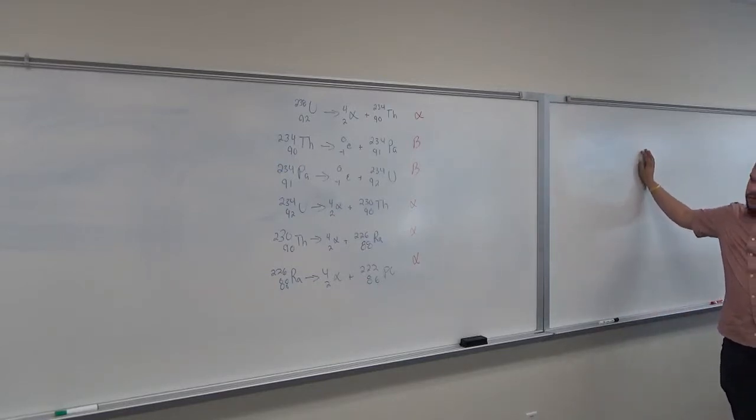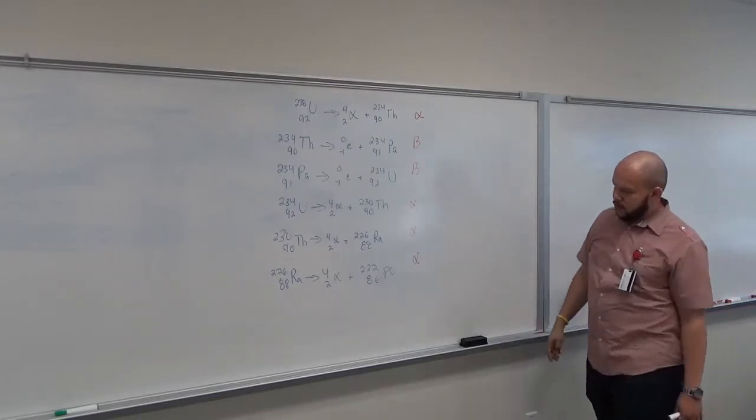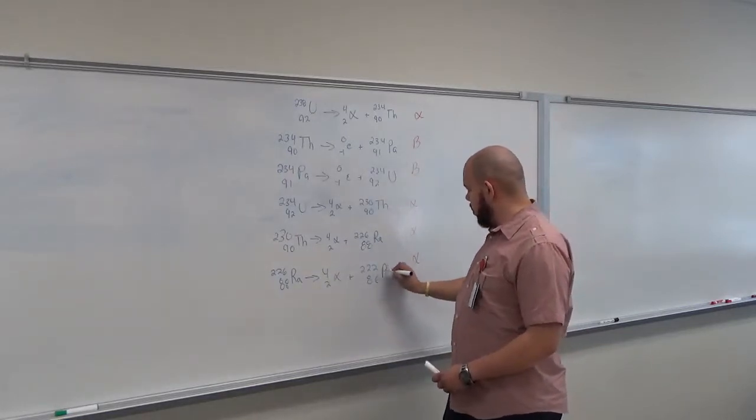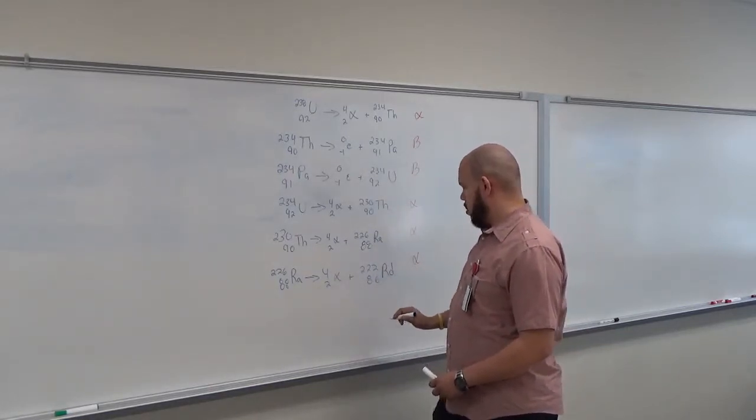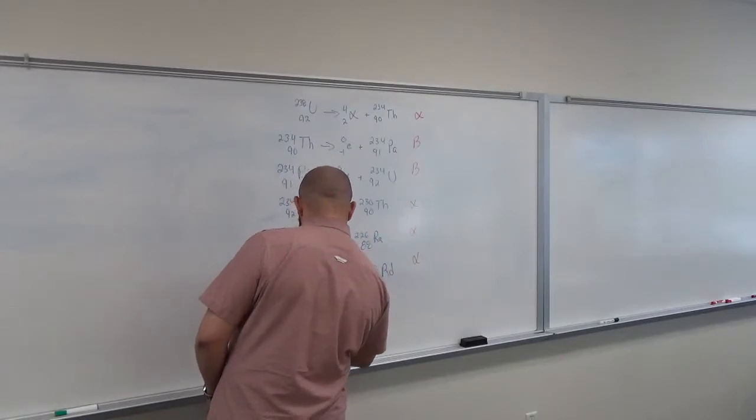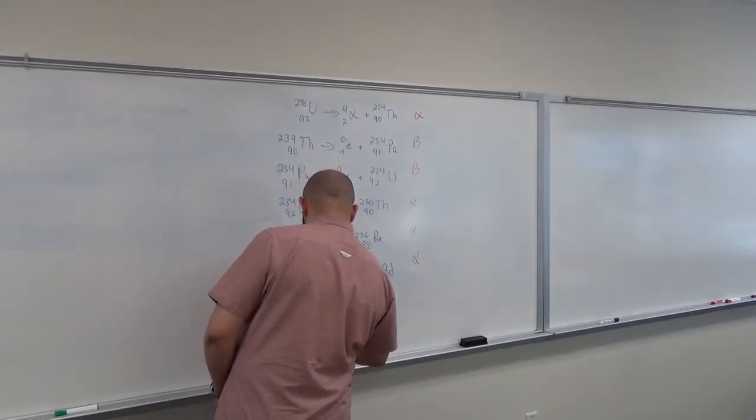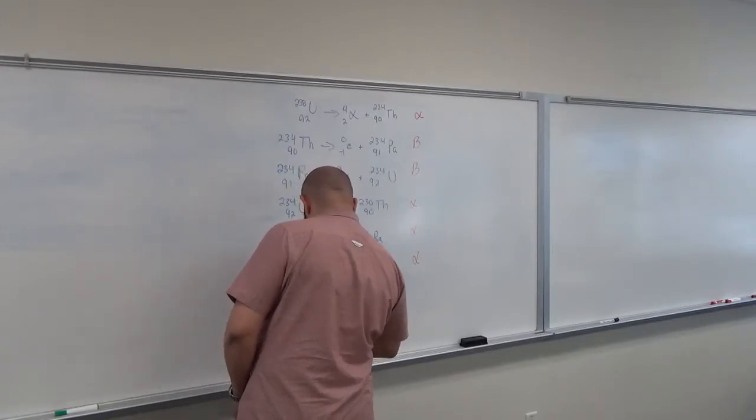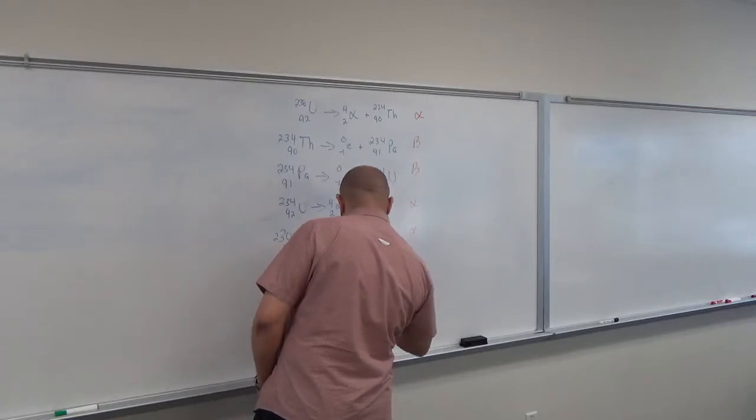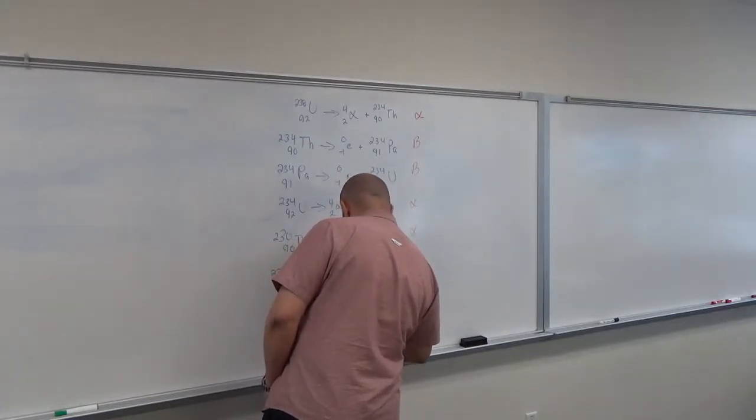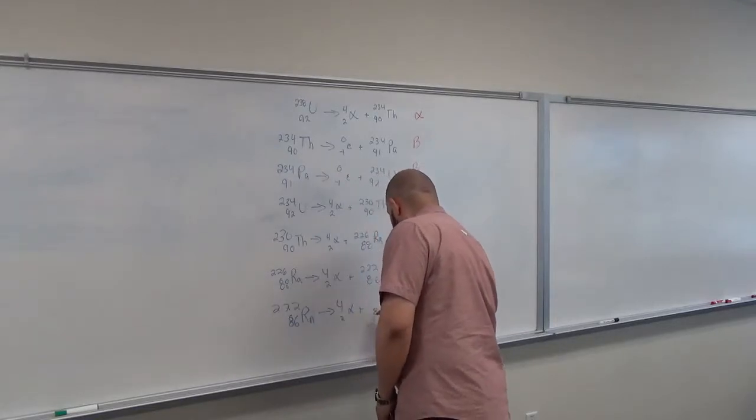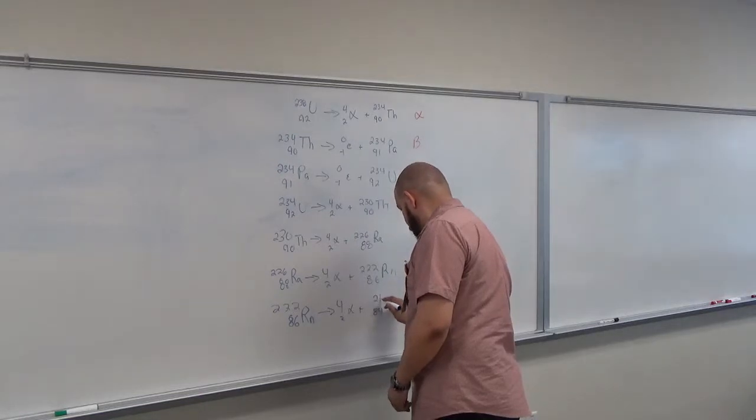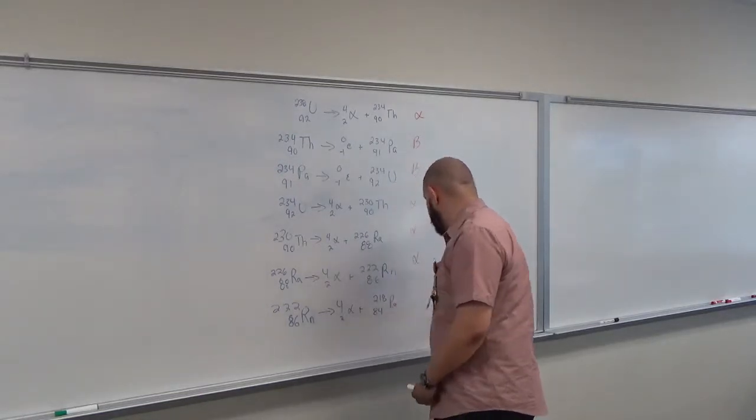I'm missing an alpha. One more time, because ADC is Rd. Oh, it's Rd? Yeah. So I'm missing one more reaction. Okay, cool. That's good. Oh, radon is Rn, right? Yeah. Oh, yeah, Rn. Not Rd. Okay. 84 to 218 Po. Okay, yeah, cool.